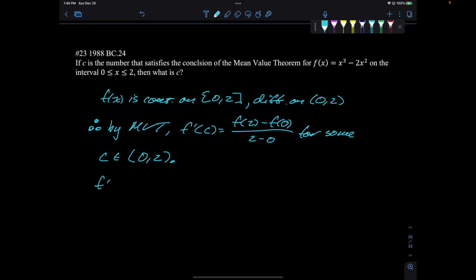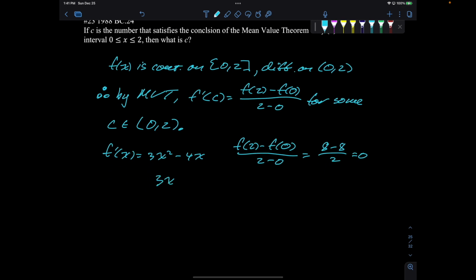So f prime of x is 3x squared minus 4x. f of 2 minus f of 0. I hope this doesn't end up 0 again. Actually, I kind of do. It does. What the heck? This is the exact same question. 8 minus 8 over 2 is 0. So 3x squared minus 4x equals 0. Let's say therefore.